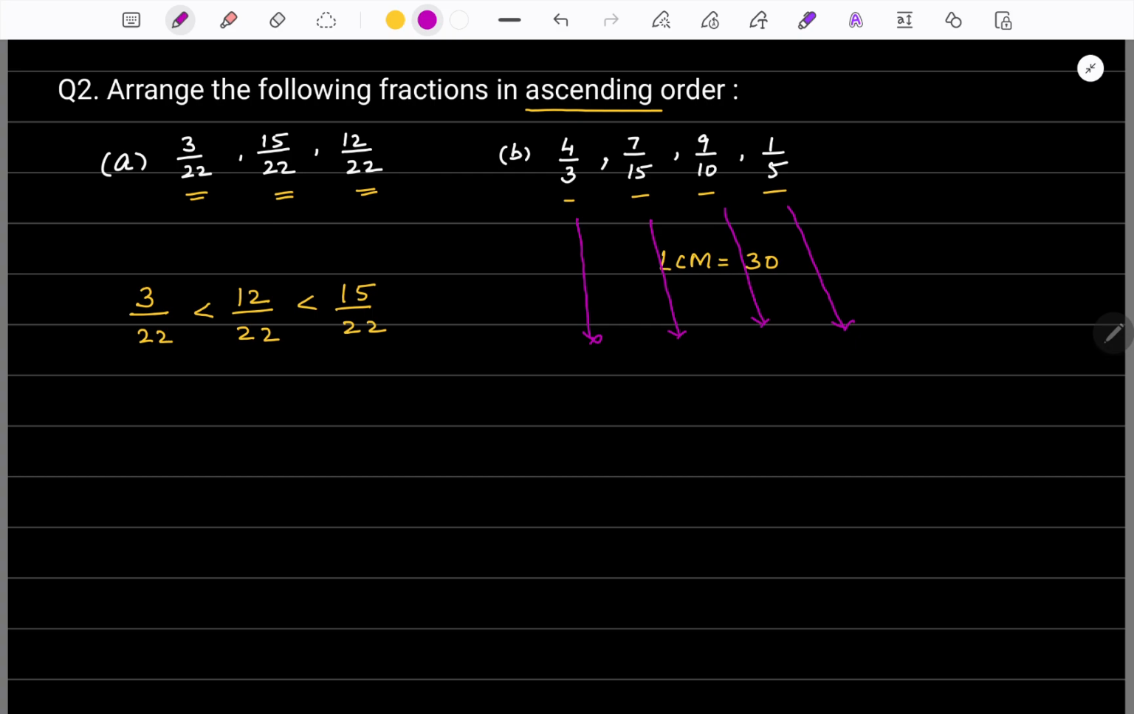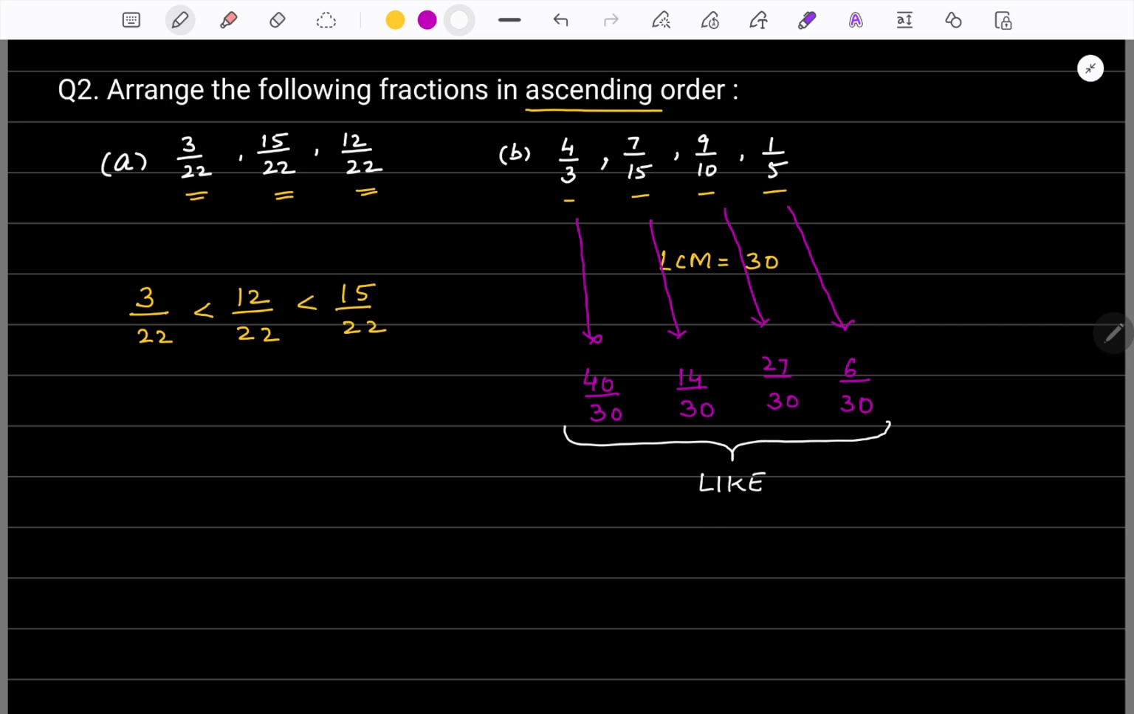For 4 by 3, the equivalent fraction will become 40 by 30. For 7 by 15, it will be 14 by 30. For 9 by 10, it will become 27 by 30. And for 1 by 5, it will become 6 by 30. So now we are having 4 fractions which are like in nature. And once we have fractions that are like in nature, we compare their numerators.